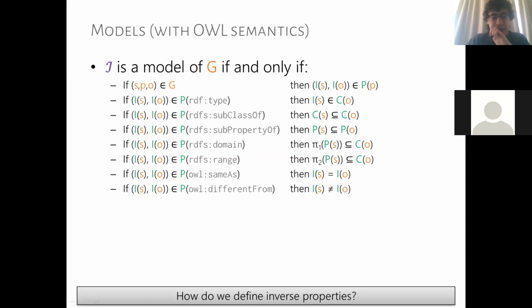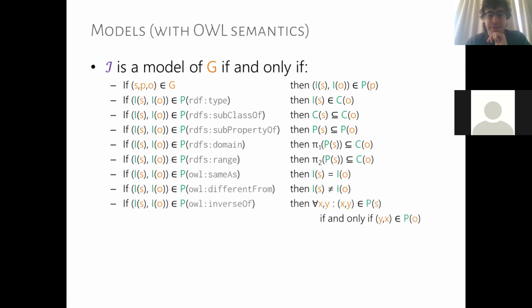Okay. How do we define inverse properties? If we have S is inverse of O, then for all of the pairs associated with S, if we swap the two elements, they must be in O as well. Not only that, but all of the pairs in O, if we swap them, must also be in the interpretation of the property S. So it works in both directions.